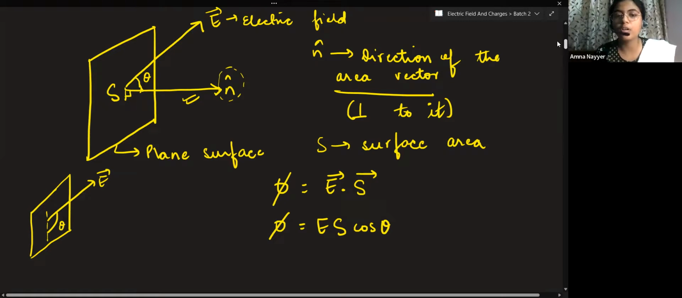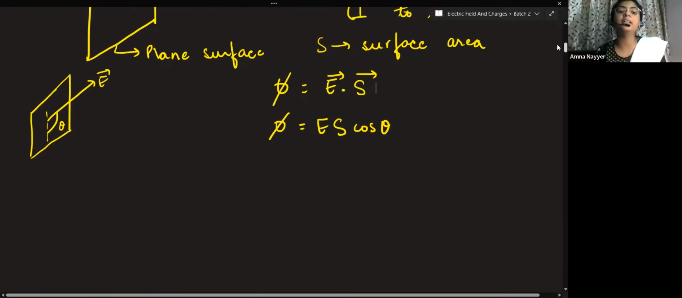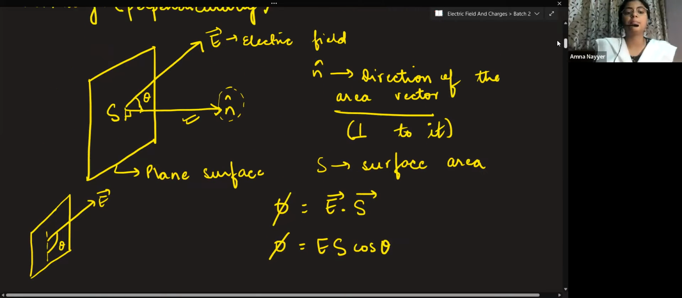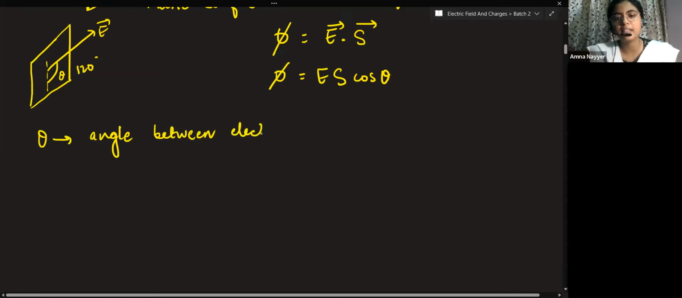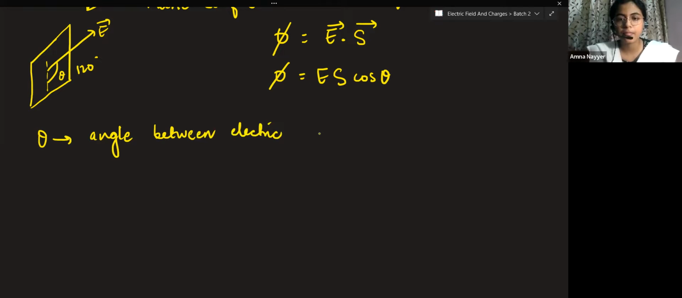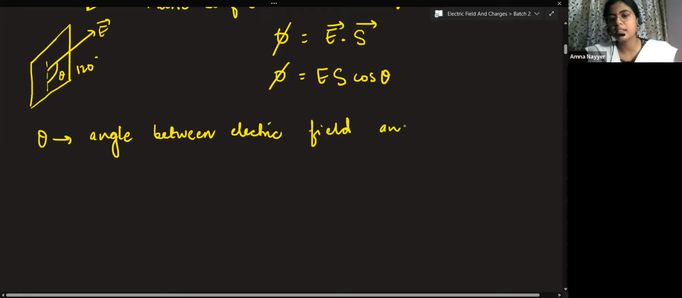Now here theta is important because you might be getting theta in terms of the plane. As in, you might get this theta as 120 degrees, or you can get this theta as 60 degrees. You are not concerned with this theta. Which angle are you concerned with? The angle which the electric field line is making with the area vector. So I'm specifying it: theta is the angle between the electric field and the area vector.